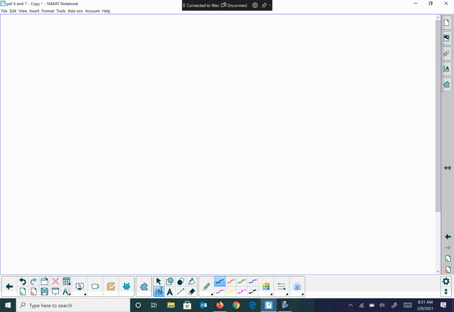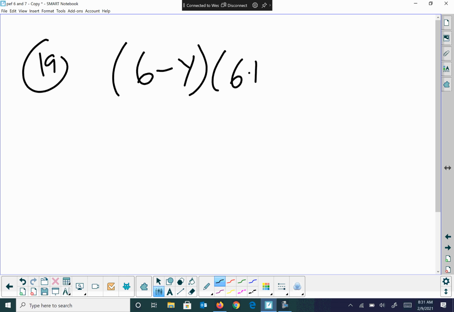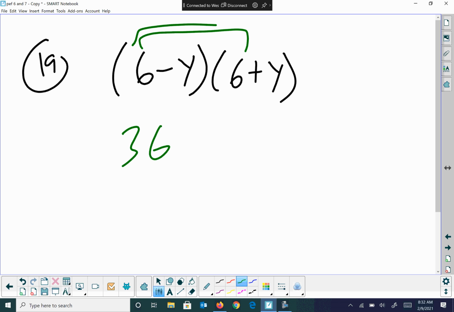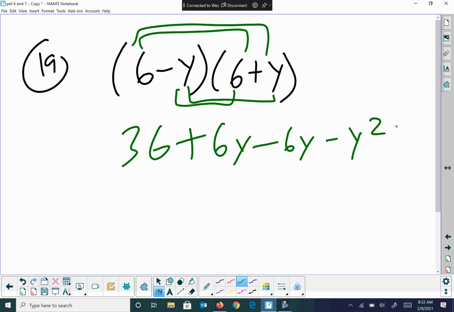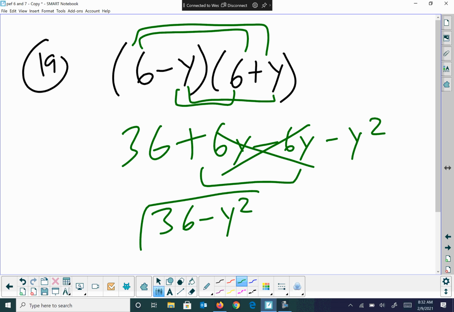Just because number 19, they flip-flop things. Now, I just want to make sure you feel comfortable even if they flip them over. Okay, so you agree they're flip-flop, meaning the letter doesn't come first on both, right? So if you do this, you're going to get 36 plus 6y minus 6y, and then minus y squared. Combine your like terms. Those are gone, right? And you could totally leave your answer like that. You don't have to change the order of it.